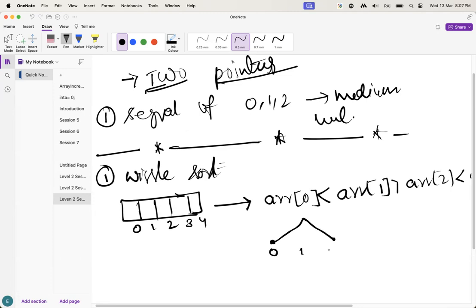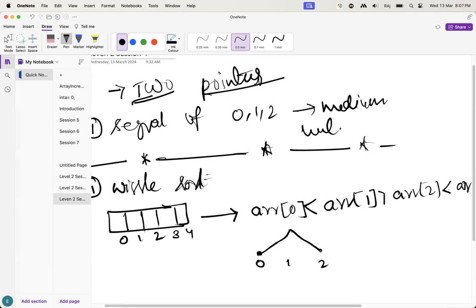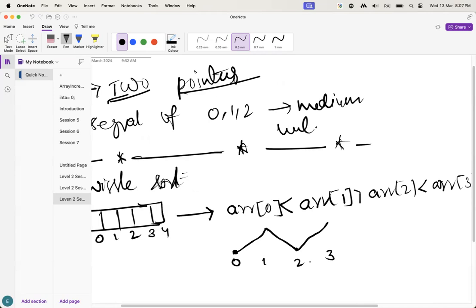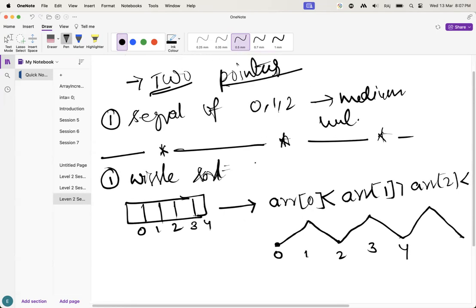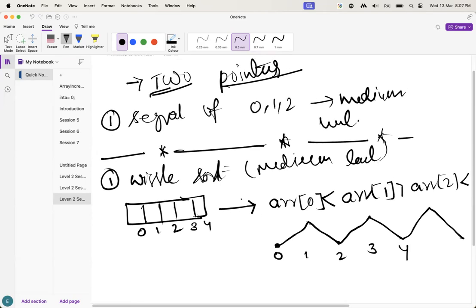Let's check, this is 1, 0, 1, 2. And again the next value will be the maximum. Maximum means higher than the beside one. After that the fourth value will be lesser, like that, guys. These are medium level questions. Usually they give one array and we have to perform an operation to convert it like this. It is called a wiggle sort. We have to convert that array in this way.